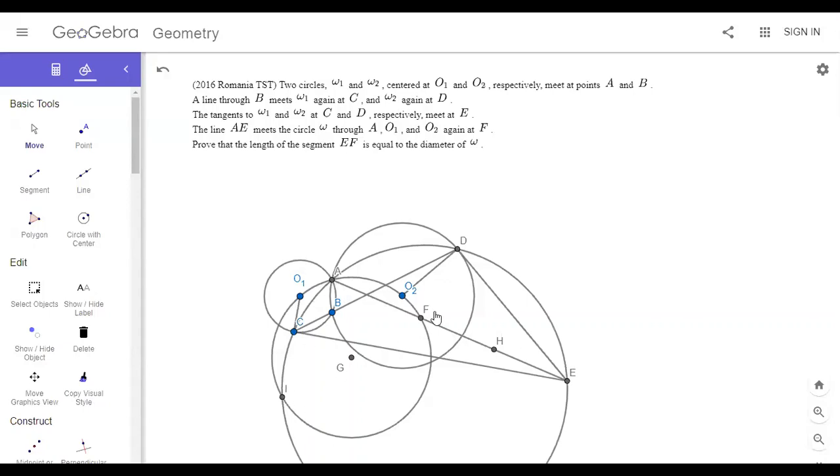So angle AIF is equal to AO1F. And angle AFI is AO2I. So Raffaello, how would you do an angle chase to show that FI is the diameter? So in other words, angle FAI is 90 degrees.